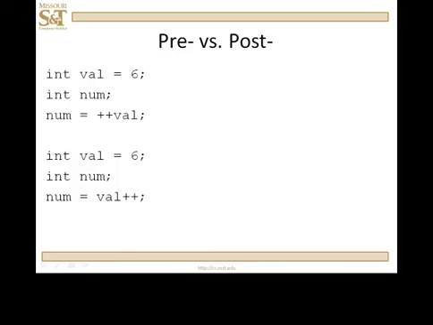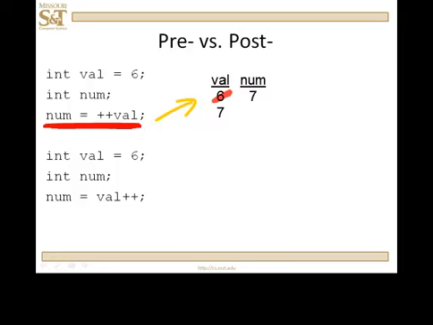So if we look at these two examples, val and num are integers. Val has a value of 6. Then I'm going to make the assignment. num = ++val. So what's the value of num and what's the value of val after this is executed? Well, in this case, the first thing that happens is that val gets incremented. Val started out as 6, it's now 7. Num gets assigned 7. So after the execution of this statement, the values of both num and val are 7.